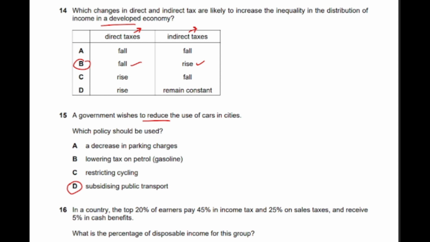So if more buses are running on the road, then it means fewer cars will be required. One bus can accommodate a lot of people, but one car can accommodate only a few people. So when we subsidize public transport, more people may be inclined towards public transport, and the use of cars will decrease, and as a result negative externalities will be controlled and the use of cars will fall in the cities.